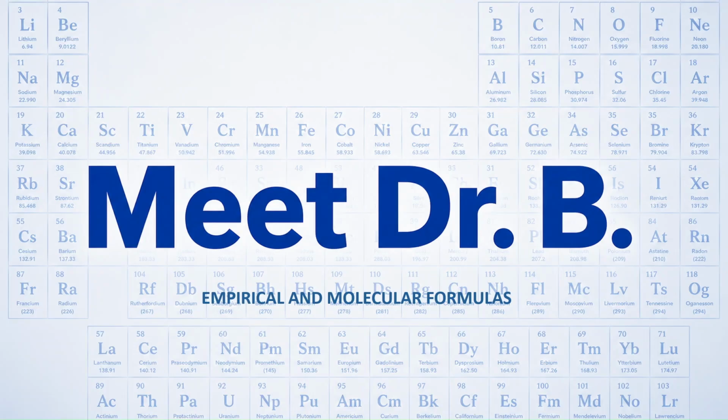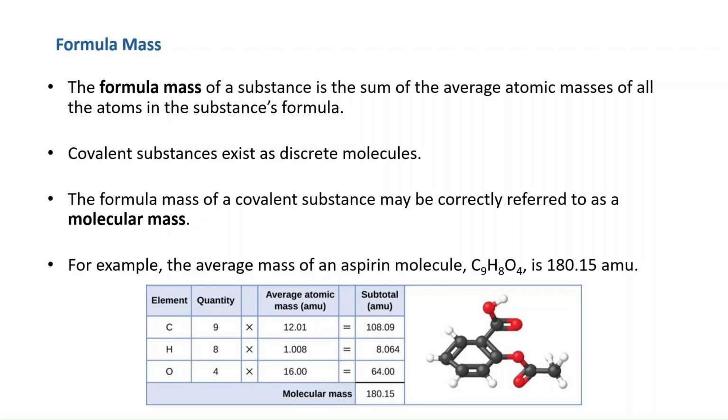We are going to see how to determine empirical formulas and then how from the empirical formula you determine the molecular formula. Before doing that, there's a couple of terms. Formula mass, well, that's the sum of the average atomic masses of all the atoms in the formula. When you have a covalent substance, no problem because you have a molecule. So formula mass and molecular mass pretty much are the same thing.